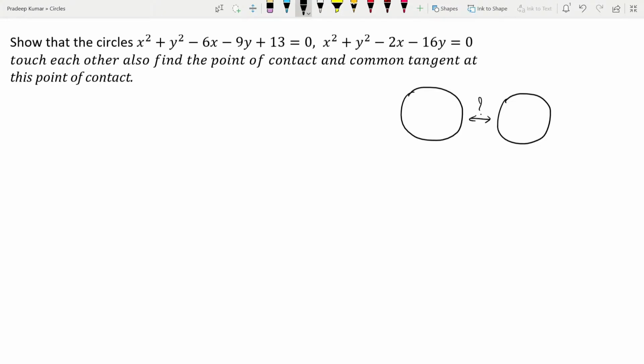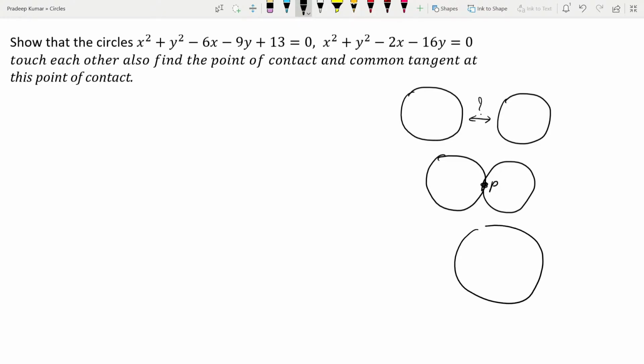To find out whether these are touching or not, there are two things which we have to observe. If they are touching externally, this is the first circle, this is the second circle, and this is the point of contact where they are touching externally. If the circles were touching internally, for suppose this is the first circle and the second circle, then this is internally touching, and this is the point where it is touching. So if they are externally touching, this is the point of contact. If they are internally touching, this is the point of contact.